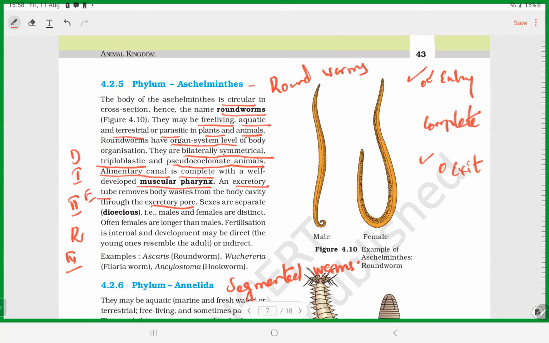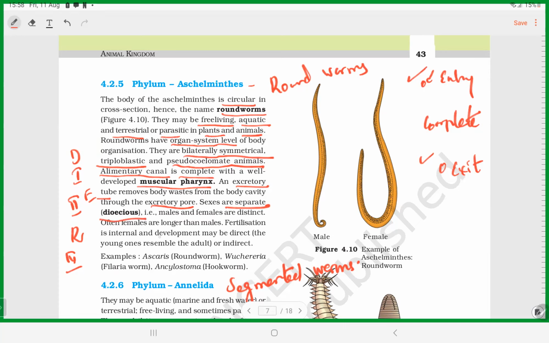Listen, in flatworms there are no separate sexes, they are hermaphrodites, but here you can see the organisms which are having separate sexes. That's why this term dioecious can be used. Okay, fine.